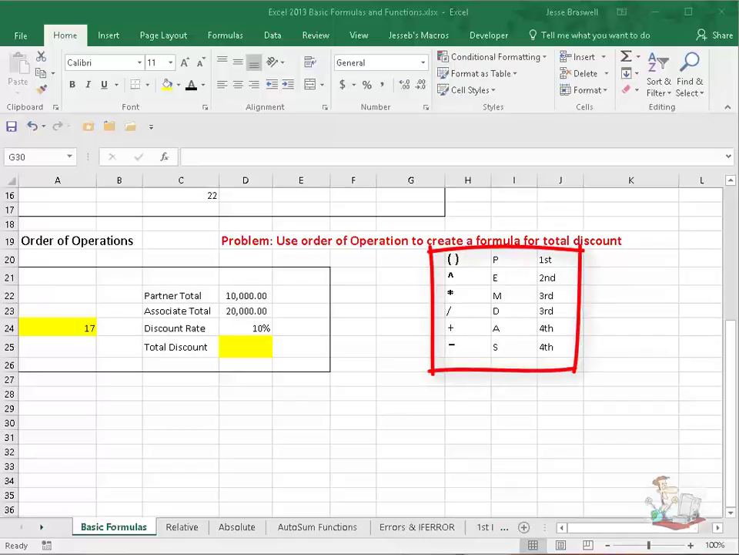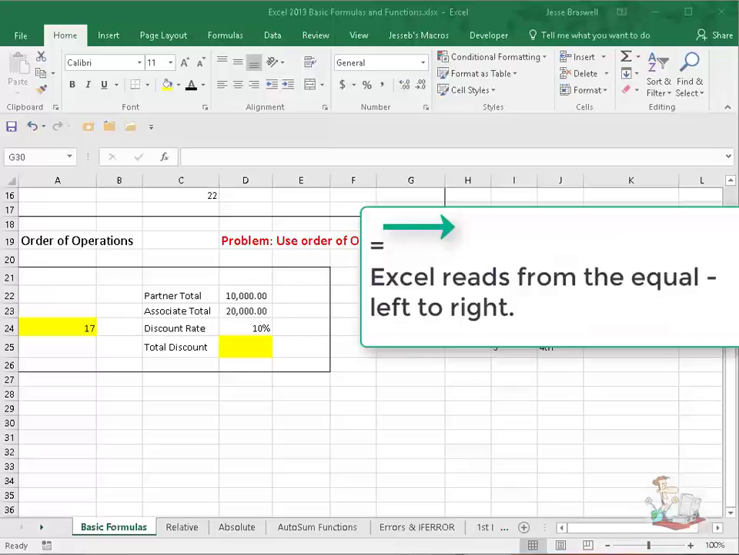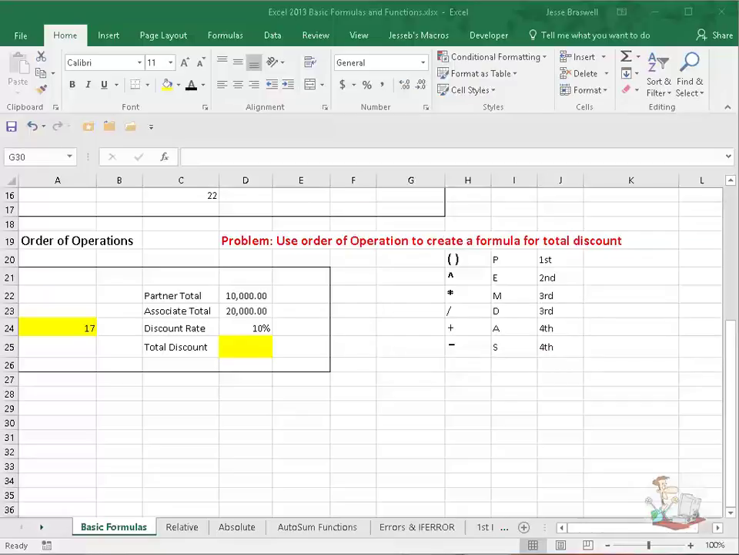Otherwise, the items in the list, as you see here on the screen, will be done as they appear in the formula. Excel reads from left to right. Starting with the equal sign, it begins to read your formula, however you type it, and it will look for parentheses. If it sees parentheses, it does that math first. If there are no parentheses, it looks for an exponent, and if not, then an asterisk for multiplication or slash for division. If not, then a plus and then a dash.